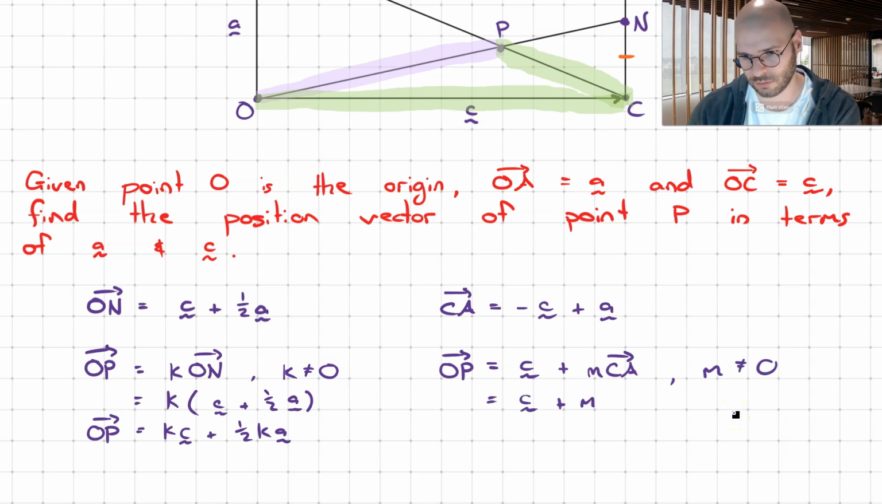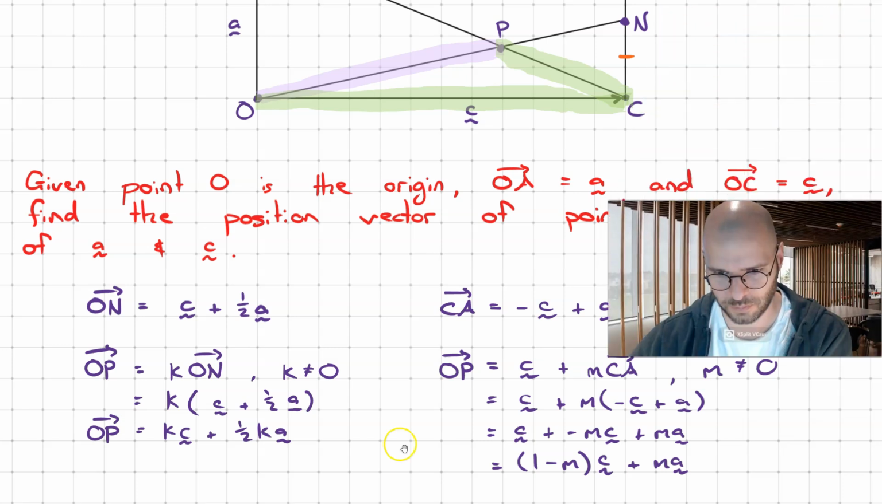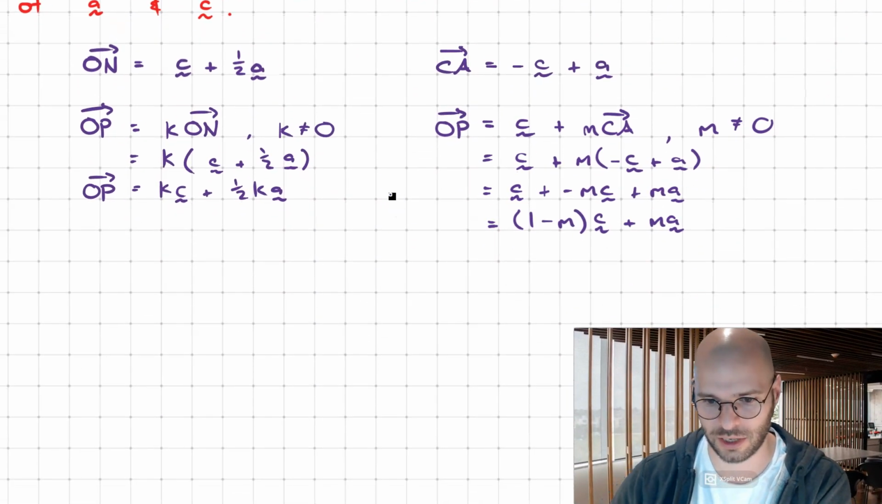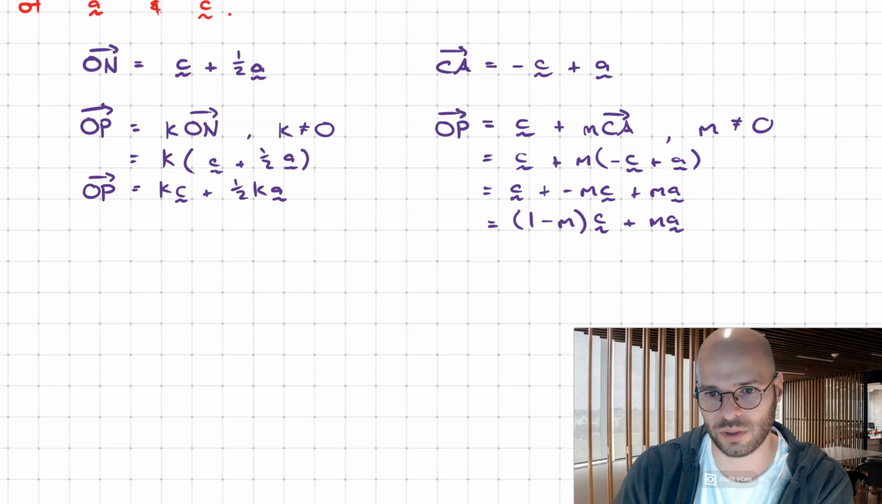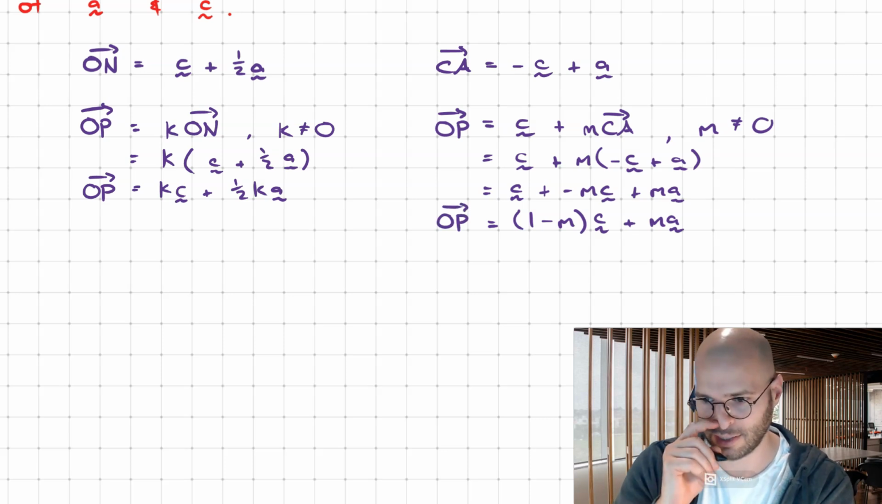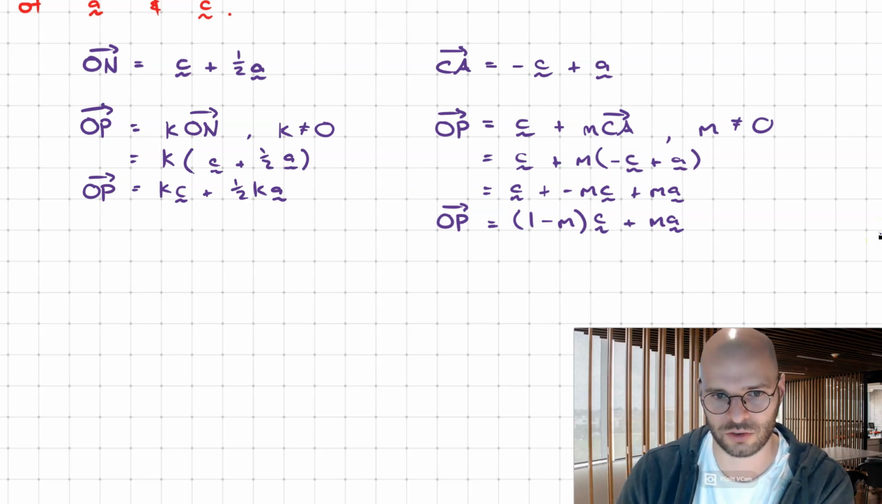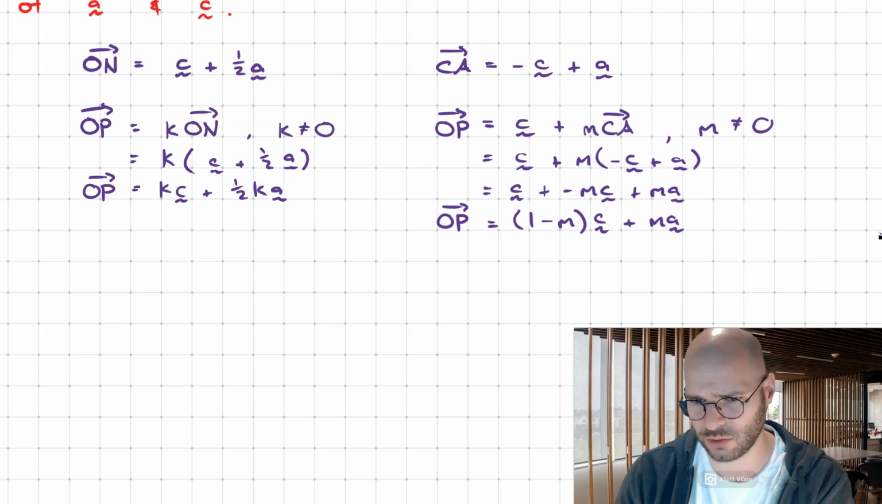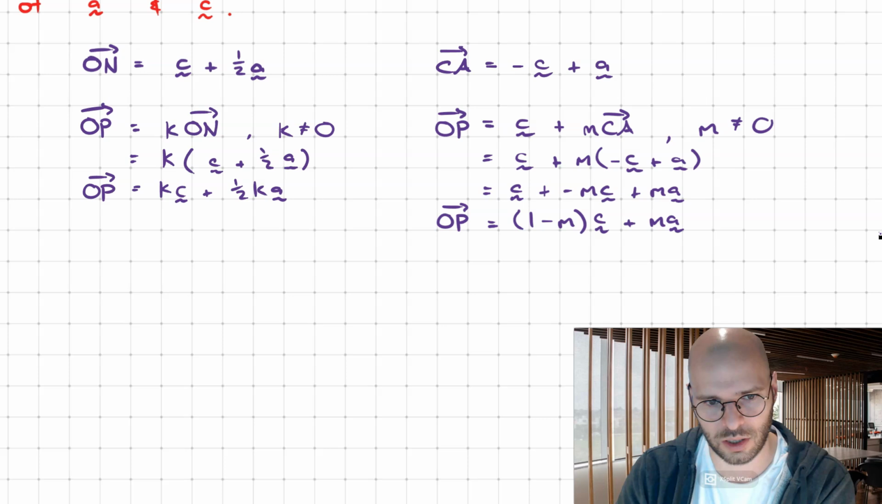Expanding this out, the definition of vector CA is just minus C plus A, expanding the brackets, and then factorizing for C. And there we go. We have another expression that describes how we go from point O to point P. Now we have two equations and two unknowns. The way in which we're going to solve this is, firstly, we're going to turn these two equations into a single equation by equating them.